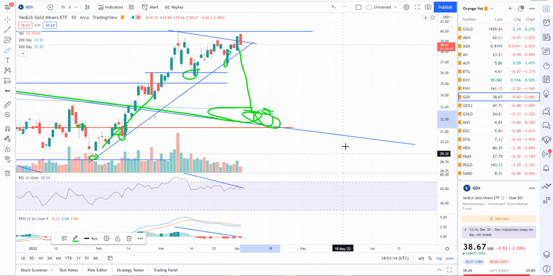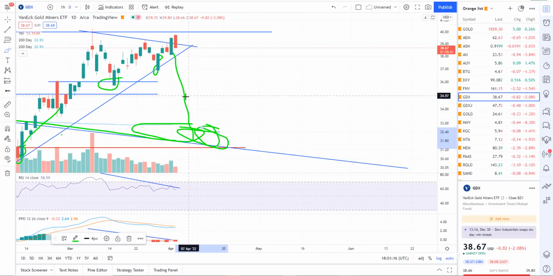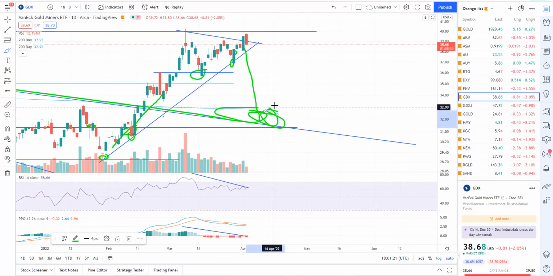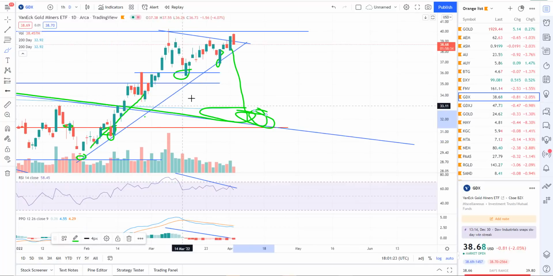On the daily on GDX, I've adjusted my line, but here's your uptrend line, and we're just holding above that. So technically no change today from yesterday. There's just nothing that looks that significant.